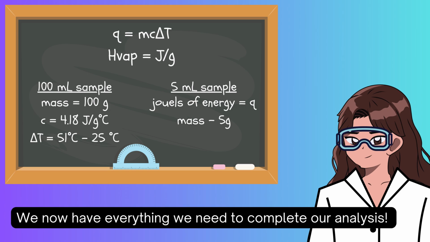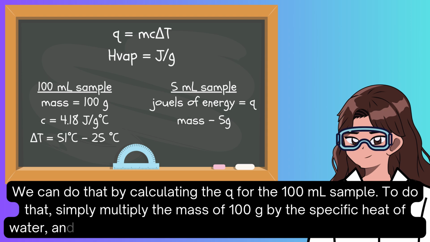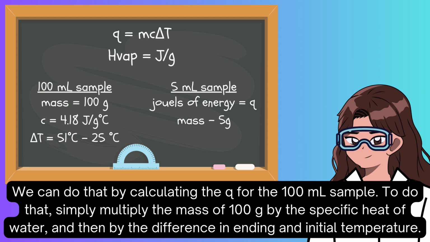We now have everything we need to complete our analysis. First, we will need to use the specific heat, Q equals mcΔT equation, to determine the joules of energy transferred to the 5 milliliter sample during vaporization. We can do that by calculating the Q for the 100 milliliter sample.